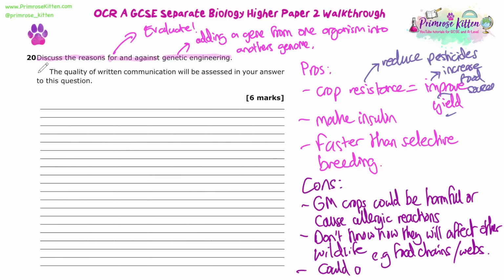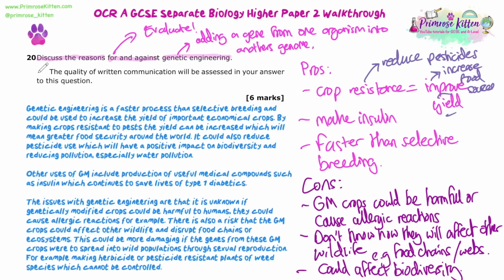We don't know what it could do to the biodiversity, because if those genes get out into the wild, so if it breeds with other wild populations, what could that cause? Okay, so here's my long paragraph, which I've written in a style that talks about the pros and then the cons separately as paragraphs, but focusing on explaining and linking those points together.